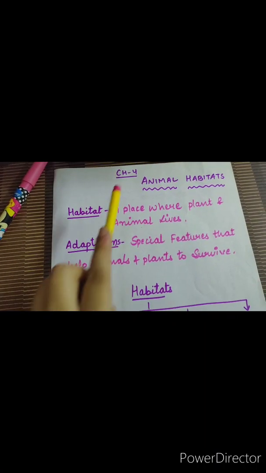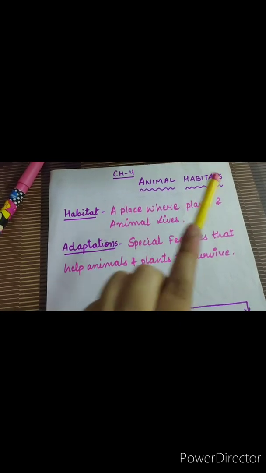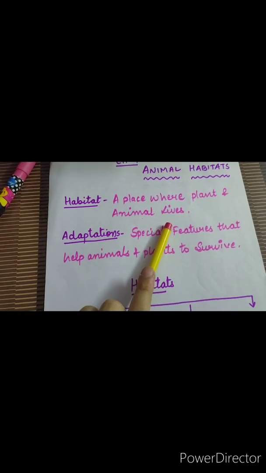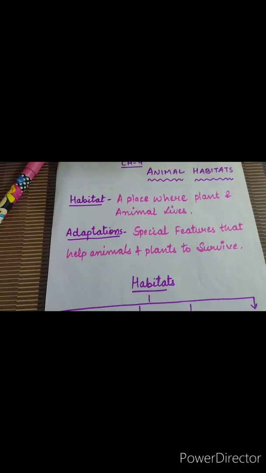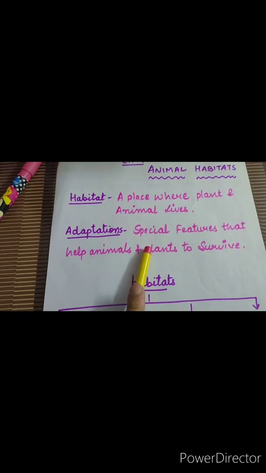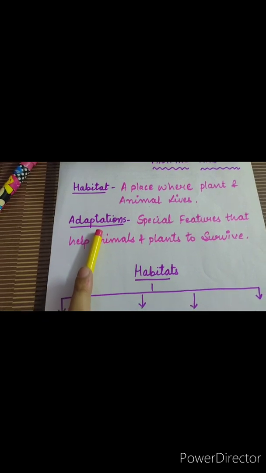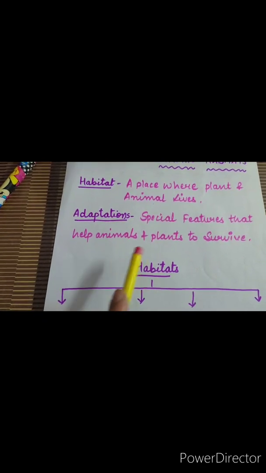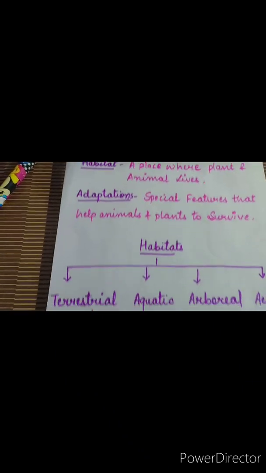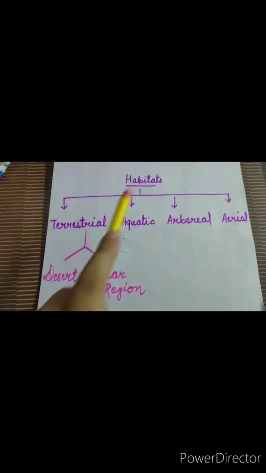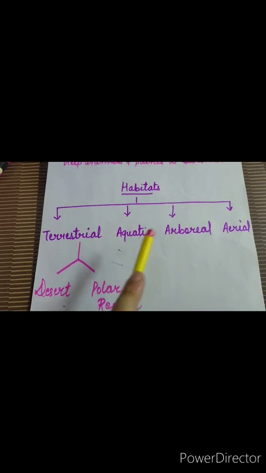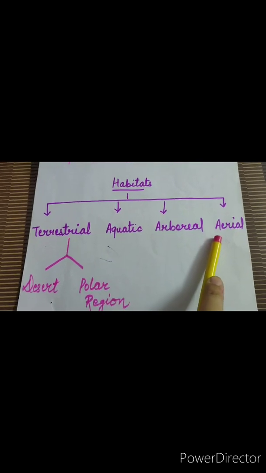Okay. Now students, come to chapter number 4, animal habitats. What is a habitat? It is a place where plants and animals live. And for surviving in their particular habitat, they need some special features, and those special features are known as adaptations. Okay, special features that help animals and plants to survive in their habitat are known as adaptations. Now, as we discussed, habitats are of 4 types: terrestrial habitat, aquatic habitat, arboreal habitat, and aerial habitat.